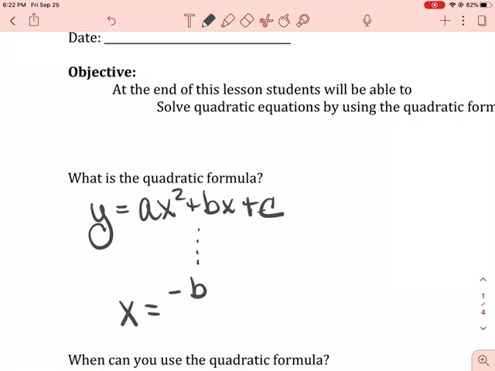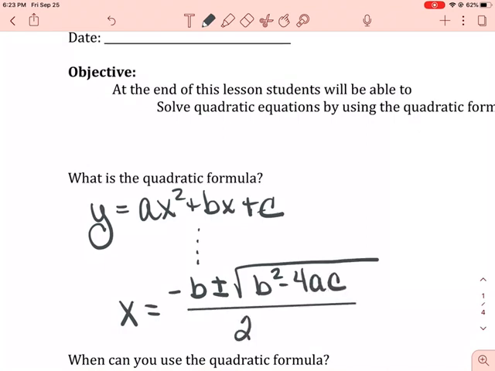Okay, so they do a whole lot of math, yada, yada, yada, and they end up with x equals negative b plus or minus, or the opposite of b, plus or minus the square root of b squared minus 4ac, whole thing over 2a. Okay, and that is our quadratic formula.